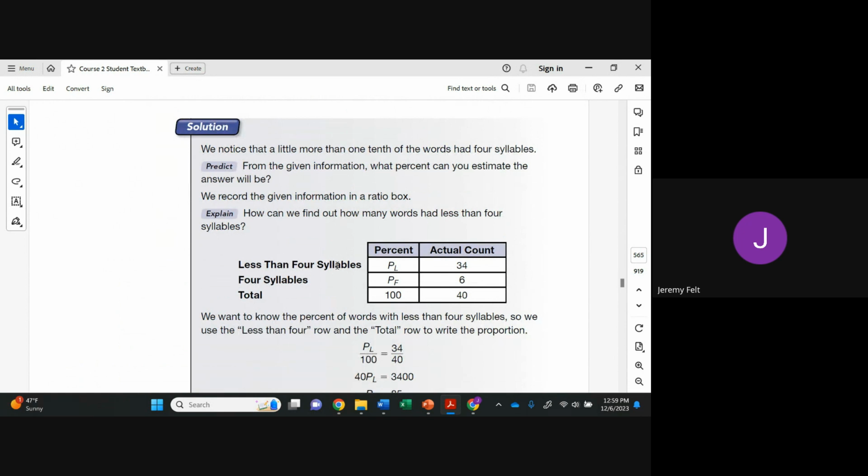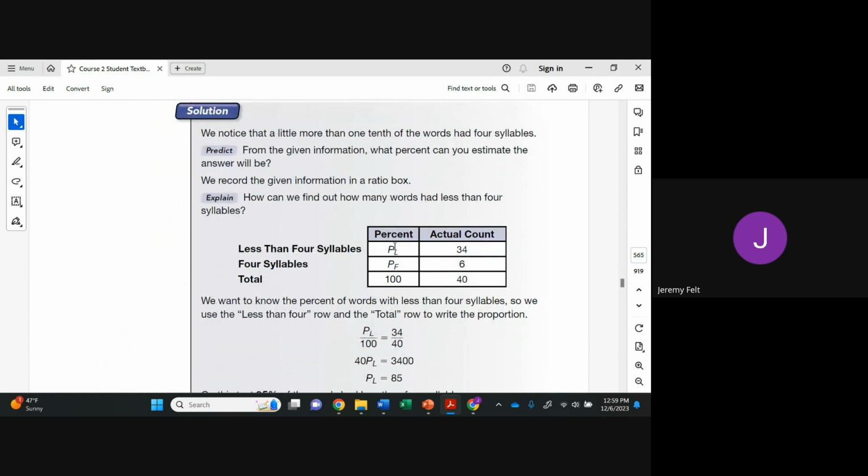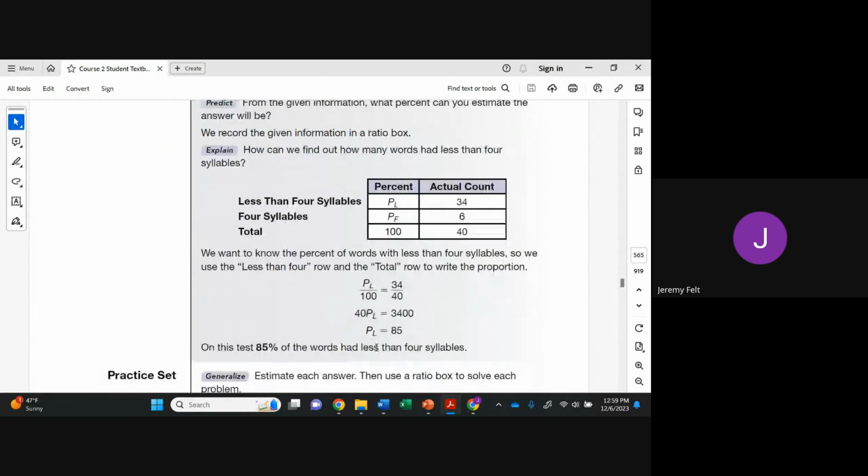So less than 4, 34. Actual count, 4 syllables, 6. Total, percent, we know is always 100. Add those two together to get 40. We want to know what percent had less than 4. So we're going to do P of L, or x, or whatever you want, over 100 equals 34 over 40. Cross multiply and divide, and we get 85%.